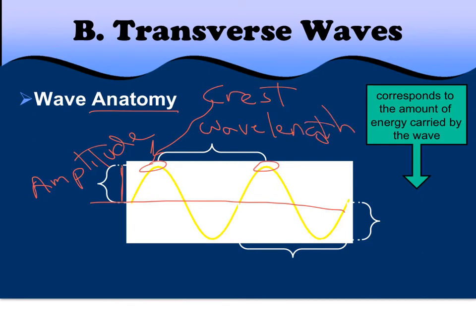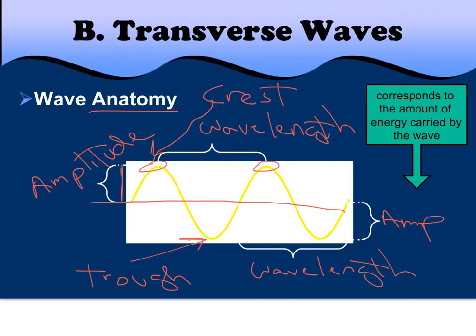And there's simply another example here of wavelength. You can measure from the top of the wave or the bottom of the wave. And the bottom of the wave is called the trough. The amplitude also corresponds to the actual amount of energy the wave has. So the higher the amplitude, if the amplitude went further down or further up, we would know that the wave has more energy.